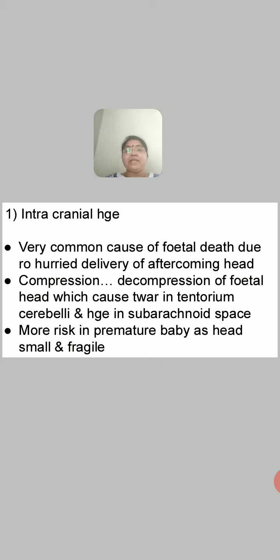Why does intracranial hemorrhage occur? Due to compression and decompression of the fetal head, which cause a tear, T-E-A-R, in the tentorium cerebelli and hemorrhage in the subarachnoid space. So when there is compression followed by decompression of the fetal head, it leads to a tear in the tentorium cerebelli and hemorrhage in the subarachnoid space.